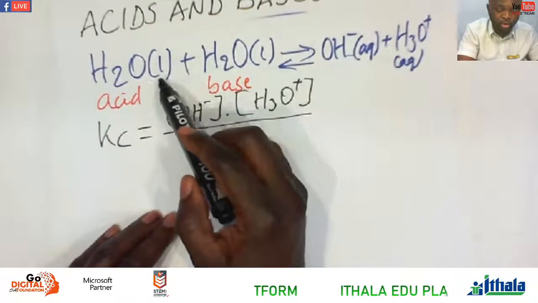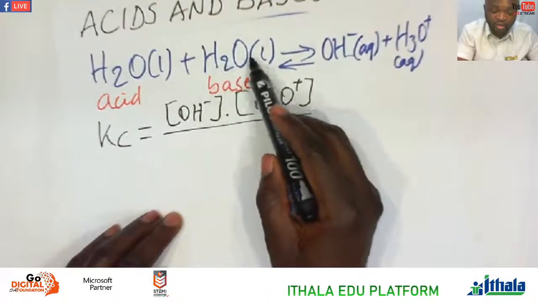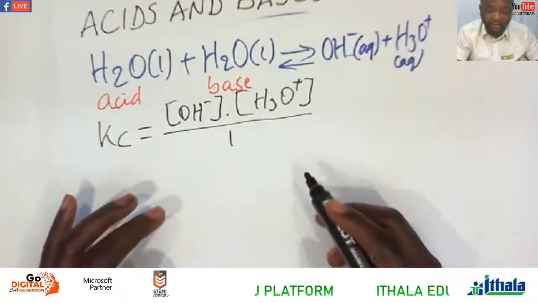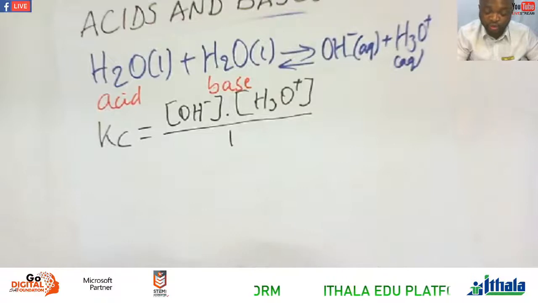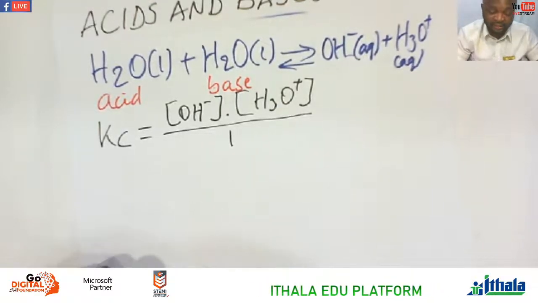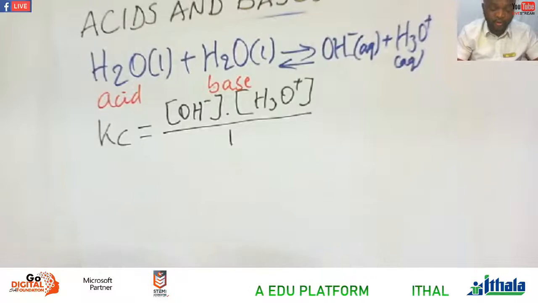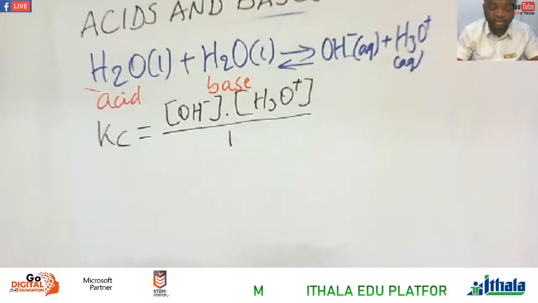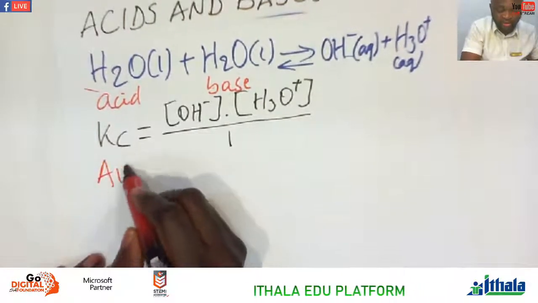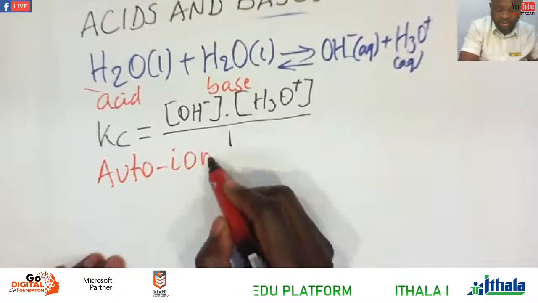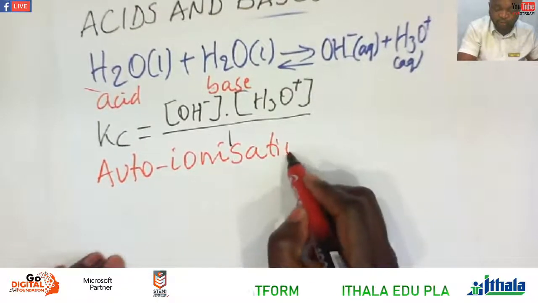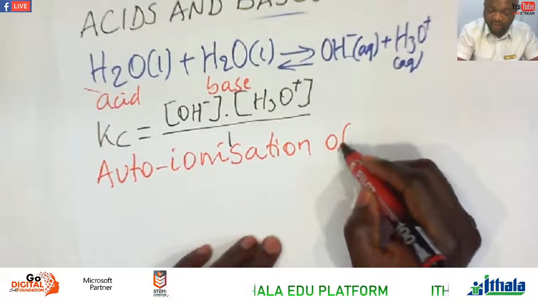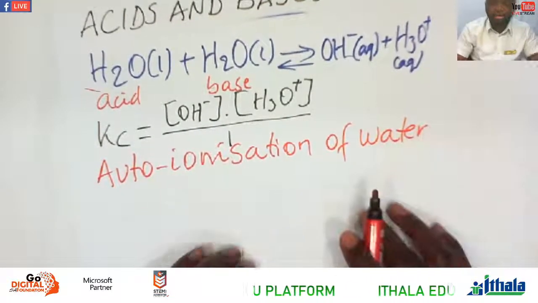The first H2O is a liquid, so it is just 1. The other H2O is also a liquid, so it will be what? Over 1. On the side of the reactants, there is no aqueous or gaseous substance. So this is 1 over 1. Because this Kc has no mass, we call it what? The auto-ionization, or self-ionization of water. Water can ionize itself, right? Ionization of water, because we are talking about auto-ionization.